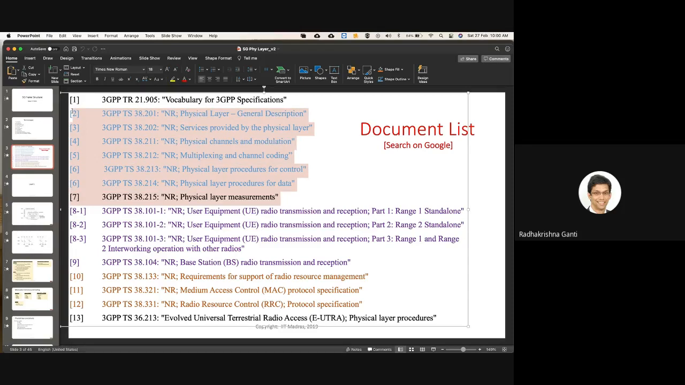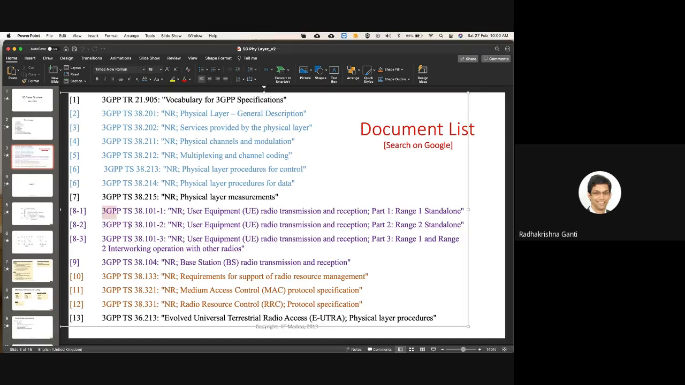RAN is the radio access network, and RAN 1, in 3GPP, makes the specification for the physical layer. So 38.211 is a physical layer document. 38.215 is a physical layer document. Anything with 38 is 5G, and the 2 part is the RAN 1 or the physical layer part.